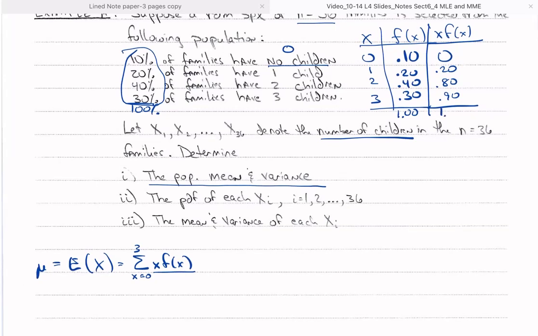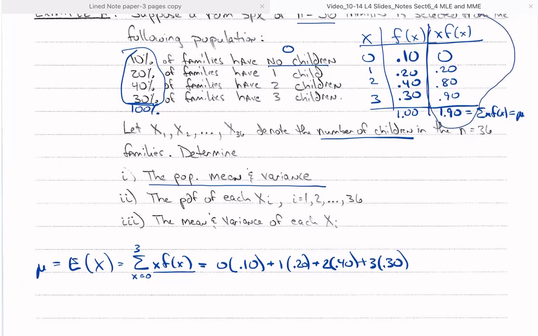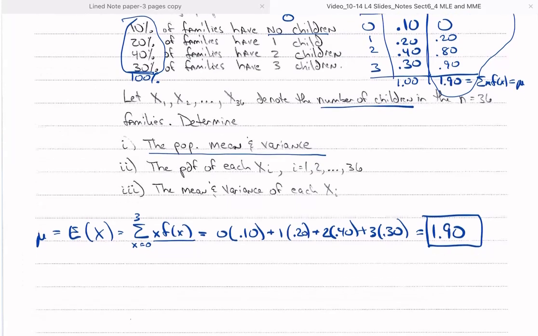So 1.90 equals the sum of x times f of x, which is equal to mu. You could write this out as 0 times 0.1 plus 1 times 0.2 plus 2 times 0.4, if you wanted, plus 3 times 0.3, or you can use the table to do this a lot quicker if you're doing it manually. This equals 1.90. So the mean is 1.90 children.